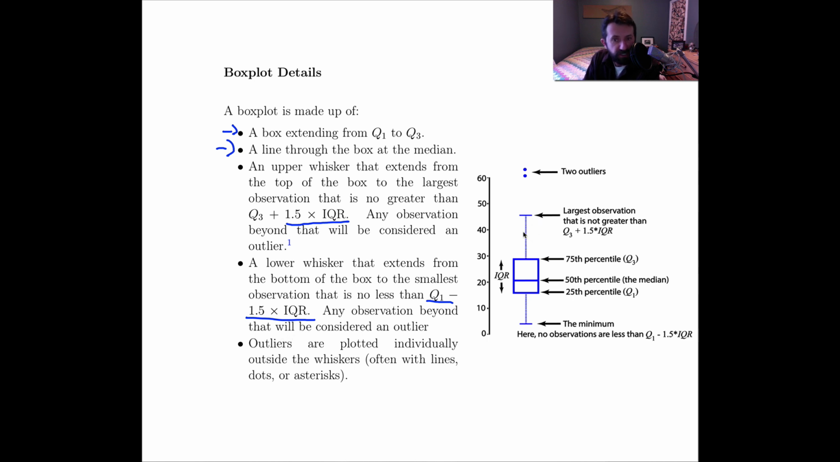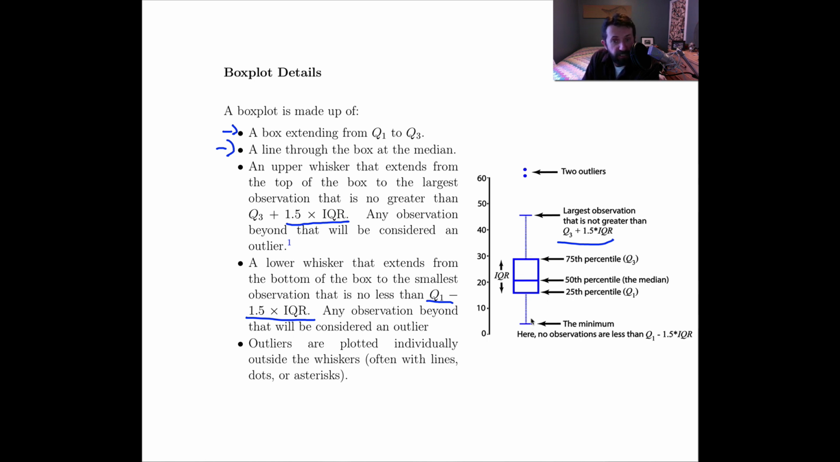So the whisker, either this top whisker here above Q3, or this bottom whisker here below Q1, we're not letting the length of that be greater than 1.5 times the interquartile range. So when we go up here, we're stopping here. The largest observation that is not greater than Q3 plus 1.5 times the interquartile range. Anything above there gets plotted in individually, in dots, asterisks, stars, lines, something. Depends on your plotting software or what you choose to do.